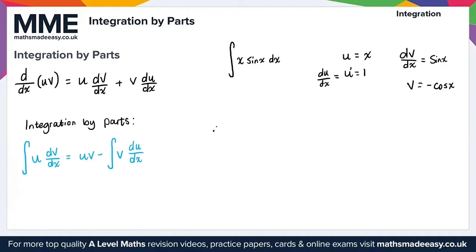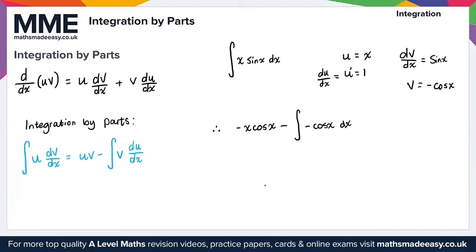So this integral is simply going to give us minus cos x times x. That's going to be minus x cos x. And then we do minus the integral of v. So v is minus cos x, so that's going to be minus cos x. And then we times that by du by dx, which in this case is just 1. So that just gives us the integral of minus cos x with respect to x. Okay, so this is for the integral of x sine x with respect to x.